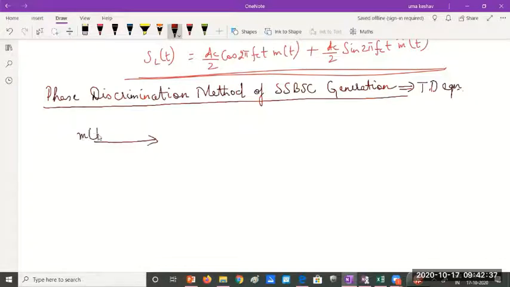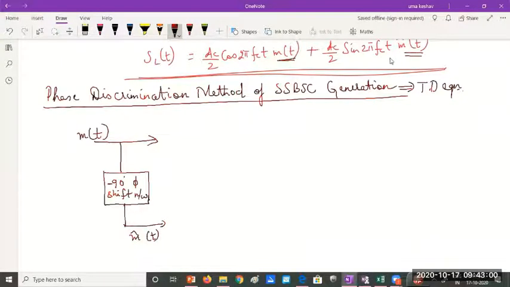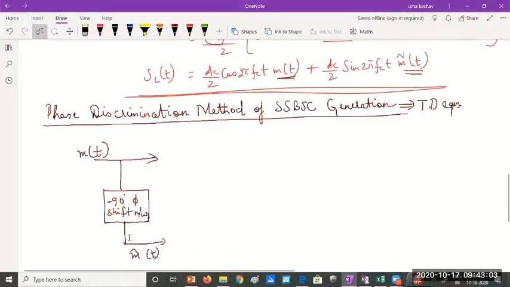You should have the message signal, and the first thing is you should get the Hilbert transform, or 90-degree phase shift version of the message. So I should be getting m cap of t, right? I need m of t in one part and I need m cap of t in another part. Yes or no? I'll pass the message through a 90-degree phase shift network and I'll get m cap of t. The first part is done. What next?